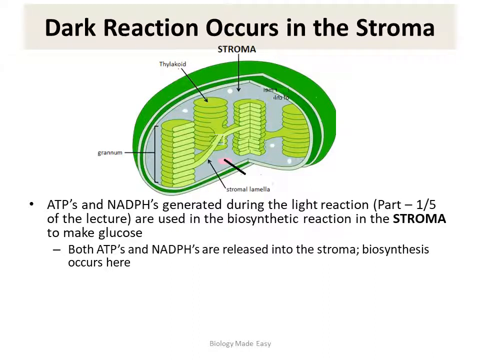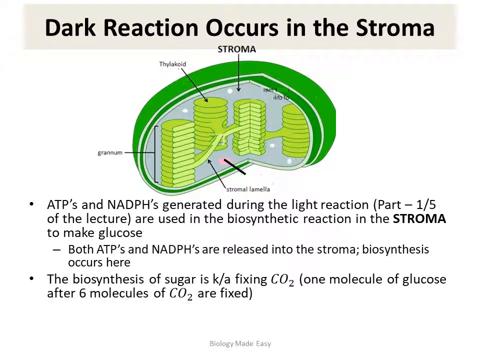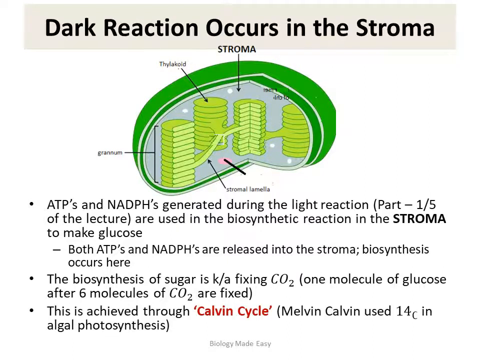Glucose is a 6-carbon molecule. The biosynthesis of sugar is called fixing of carbon dioxide. Because glucose is a 6-carbon molecule, 6 molecules of carbon dioxide are to be fixed to result in 1 molecule of glucose. This is achieved through what is known as the Calvin cycle.